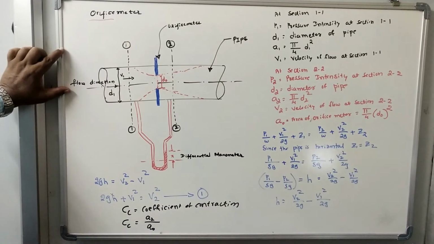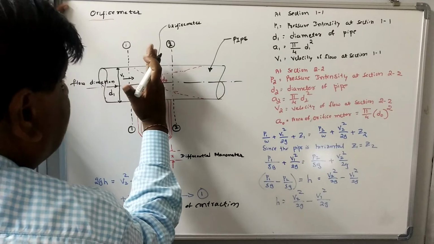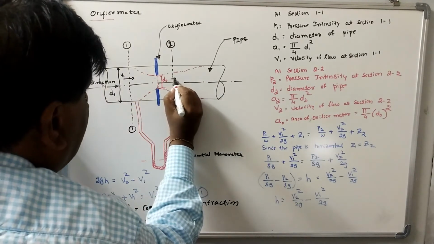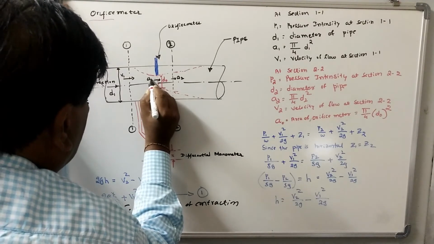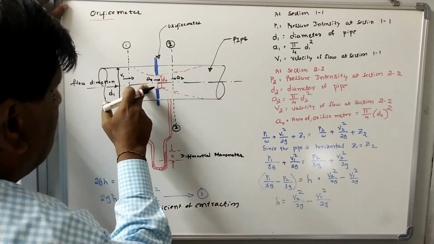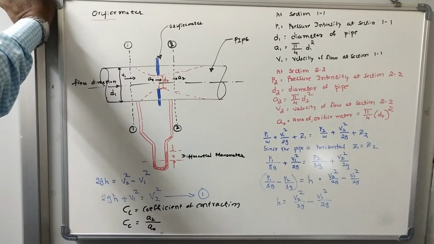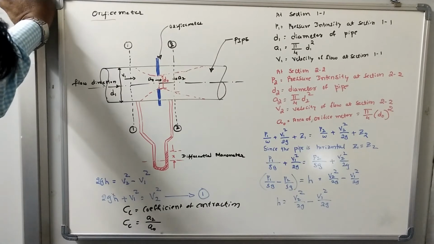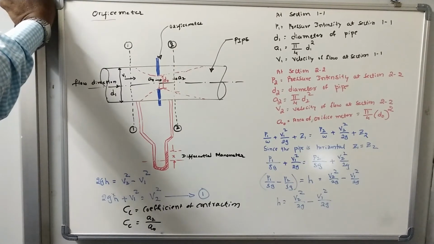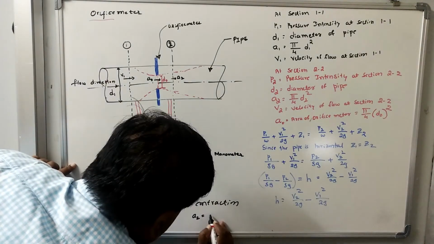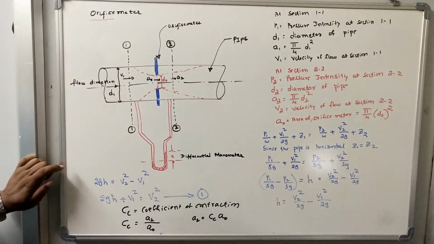Because we are supposed to take the area at the orifice meter, but we are taking it just at the downstream side of that. Here the area is A2, here the area is A0. We need this area instead of this area, so apply the correction. The correction is applied in the form of a constant, called the coefficient of contraction, Cc. It is the ratio of area at section 2.2 to area at the orifice meter. With this correction, A2 is equal to Cc A0.